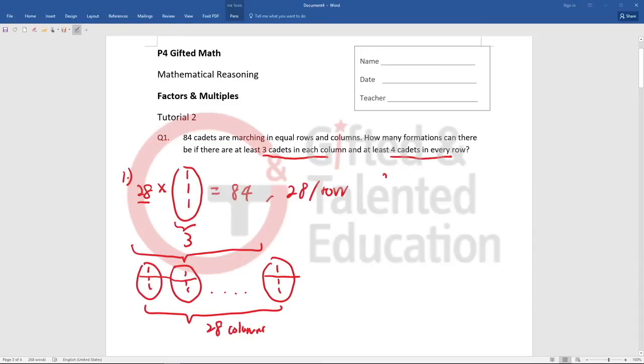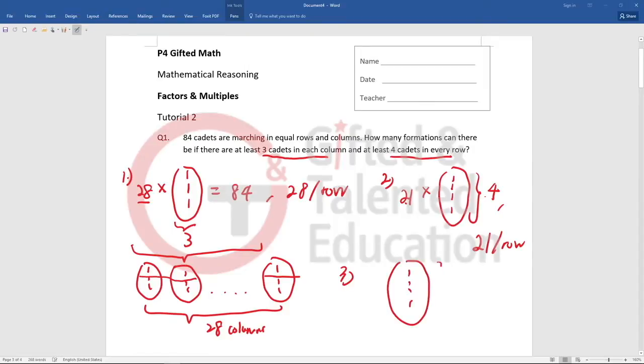For the second way, we can also have a total of 1, 2, 3, 4 cadets in every column, giving us a total of 21 such columns because 21 times 4 gives us 84, and therefore we would have a total of 21 cadets per row. For the third way, we can have a total of 6 cadets in every column, giving us a total of 14 such columns and 14 cadets in every row.